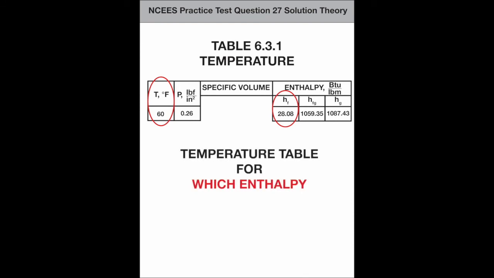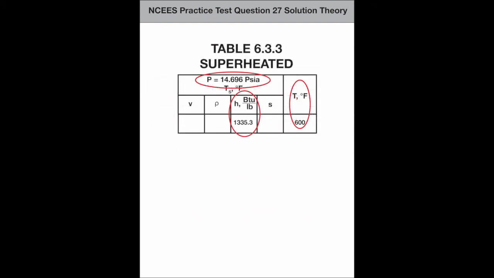The fact that the liquid in the question is not saturated at atmospheric pressure doesn't matter. Priority 2 for the temperature table can be ignored. It doesn't matter if the liquid is saturated. Table 6.3.3 gives the enthalpy for superheated steam at atmospheric pressure when it is 600 degrees Fahrenheit as 1,335.3 BTU per pound mass.